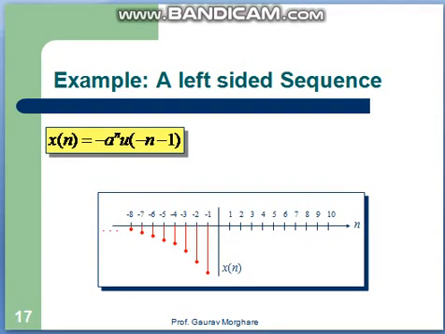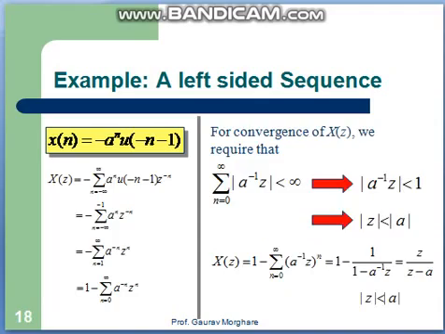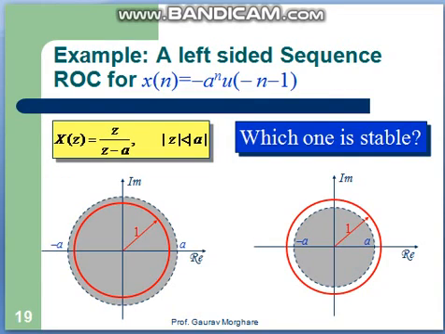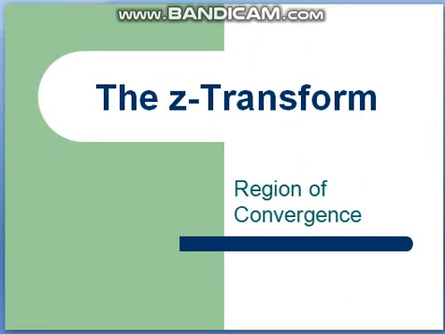For the left-sided sequence, here the sequence is minus a to the power n u of minus n minus 1. It gives the same value, but the only difference is that mod of Z is lesser than a. This is not a stable system.